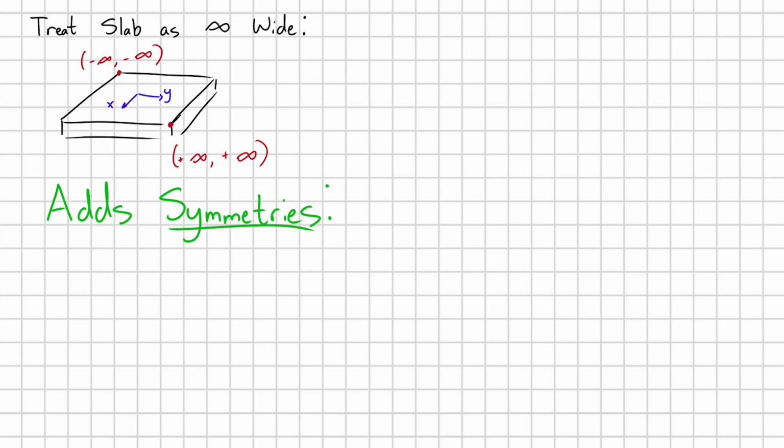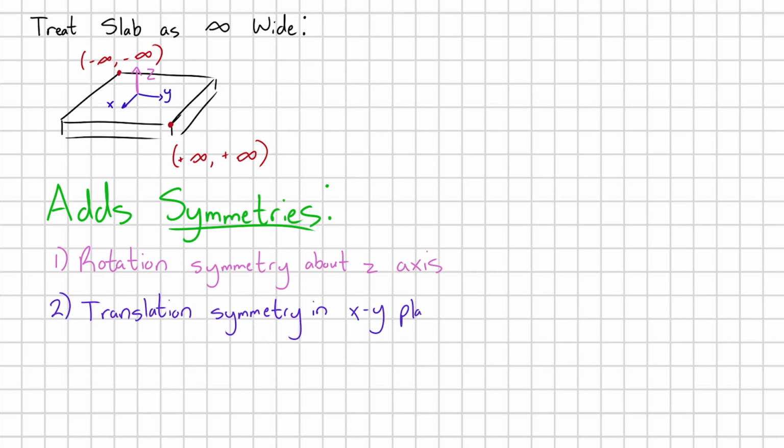So first, if I draw this vertical z-axis in, we're now going to have continuous rotational symmetry about the z-axis. Right, for any rotation around that z-axis, everything's going to look exactly the same because your plane is spreading out infinitely anyways. And likewise, we're going to have a translation symmetry in the XY plane. No matter how I move around in the XY plane, there's still going to be infinite amounts of slab stretching out in all directions around me.